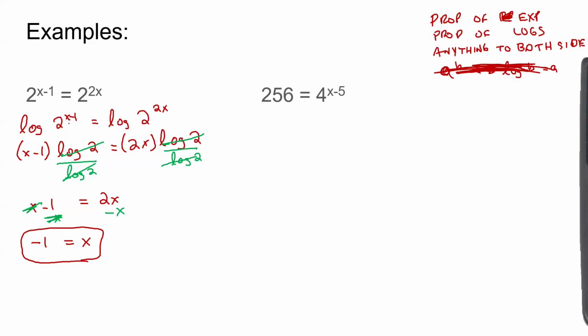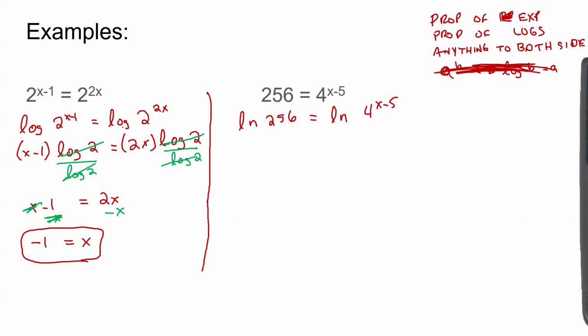Okay? Here's another one. Let's try the same old trick here. Let's just take the logarithm of both sides. I'd have log of 256 equals log of 4 to the x minus 5. I could have used any other base. In fact, we did the last one with common logs. Let's do this one with natural logs. So I'm going to replace that with ln. And now we're working in base e.